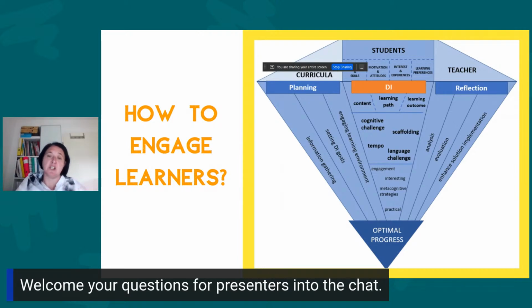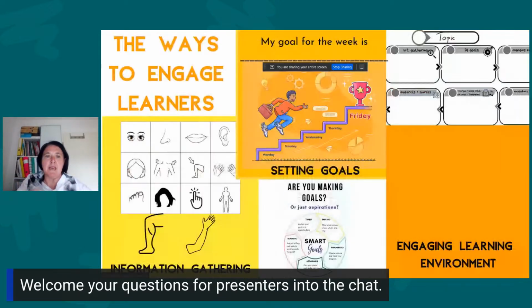Usually the students are not engaged in our lesson planning, but I think this part is also important. And it's also important that they are engaged in the last part, in the reflection and evaluation, if you would like them to make optimal progress.